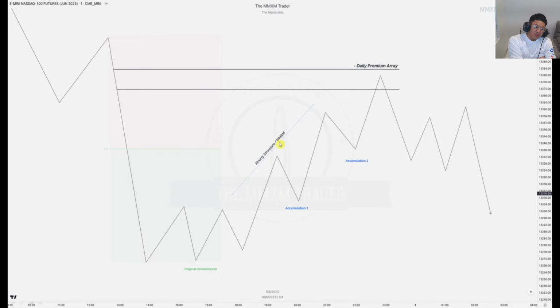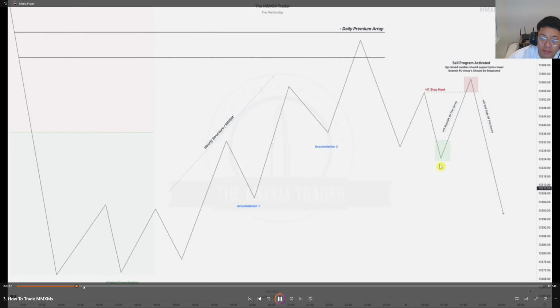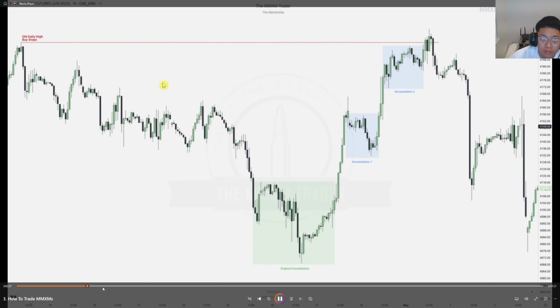Hourly structure on a market maker sell model. We've got that accumulation phase number 1, accumulation phase number 2, until we hit that daily premium array, right? Fractal, right? So on this, eventually liquidating this original consolidation, right? Let's go to a 1 hour time frame. Over here we got that run on stops on the buy side liquidity on the daily chart high. Now we identify on the 1 hour where is the original consolidation. Right down here we've got this nice original consolidation.